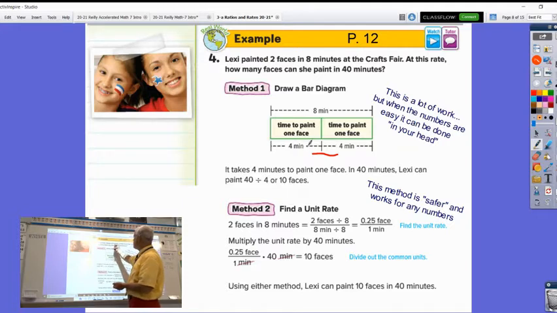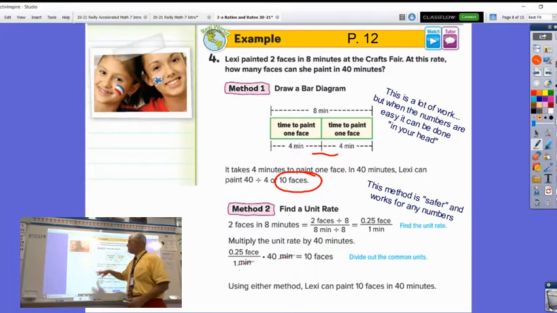If it's 2 faces in 8 minutes, then how many in 40 minutes? You can tell from this that it's 1 face every 4 minutes. And so in 40 minutes, that's 10 faces, 40 divided by 4. Or 40 is 5 times 8 minutes, because you know your times tables. And these are easy numbers. If it's 5 times as much time, then it's 5 times as many faces. And so the answer is 10 faces. That problem is one you should do in your head.